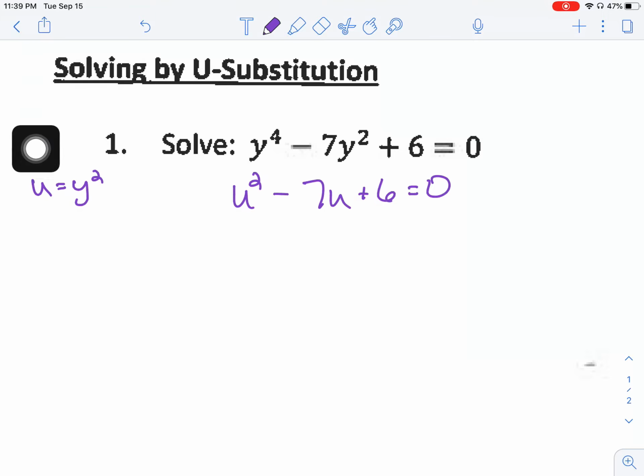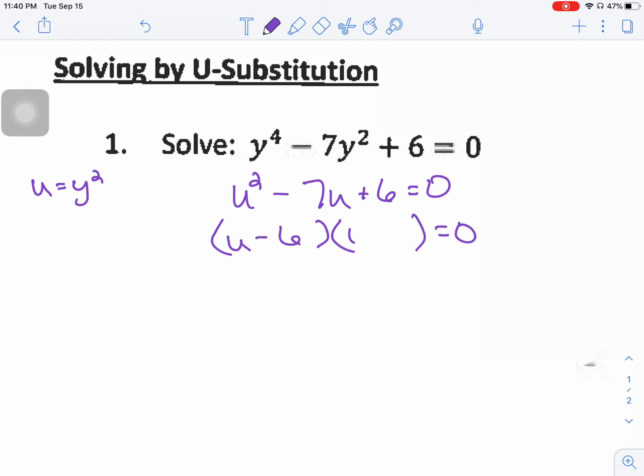At this point, I'm going to temporarily forget that this part exists and just solve this equation. So u squared minus 7u plus 6, this is factorable. So u minus 6, u minus 1. Which means that u minus 6 would equal 0, u minus 1 would equal 0, which means u equals 6 and u equals 1. Okay, so far so good. That's just solving a quadratic.